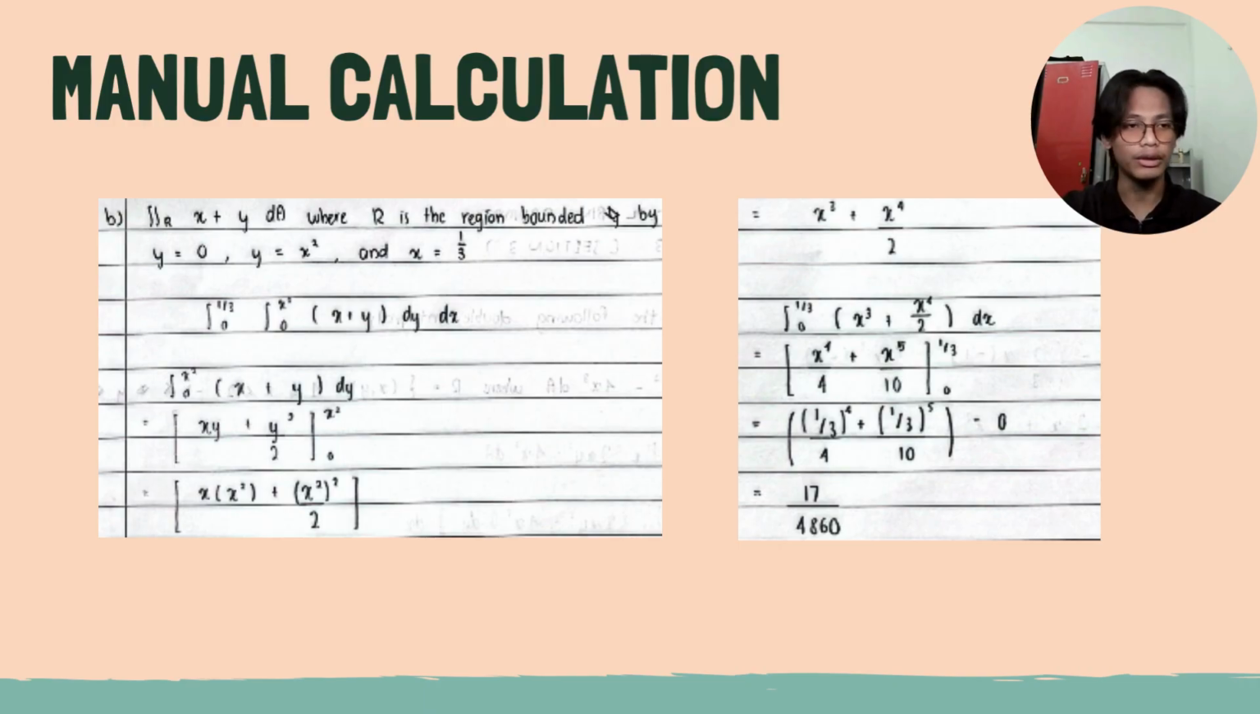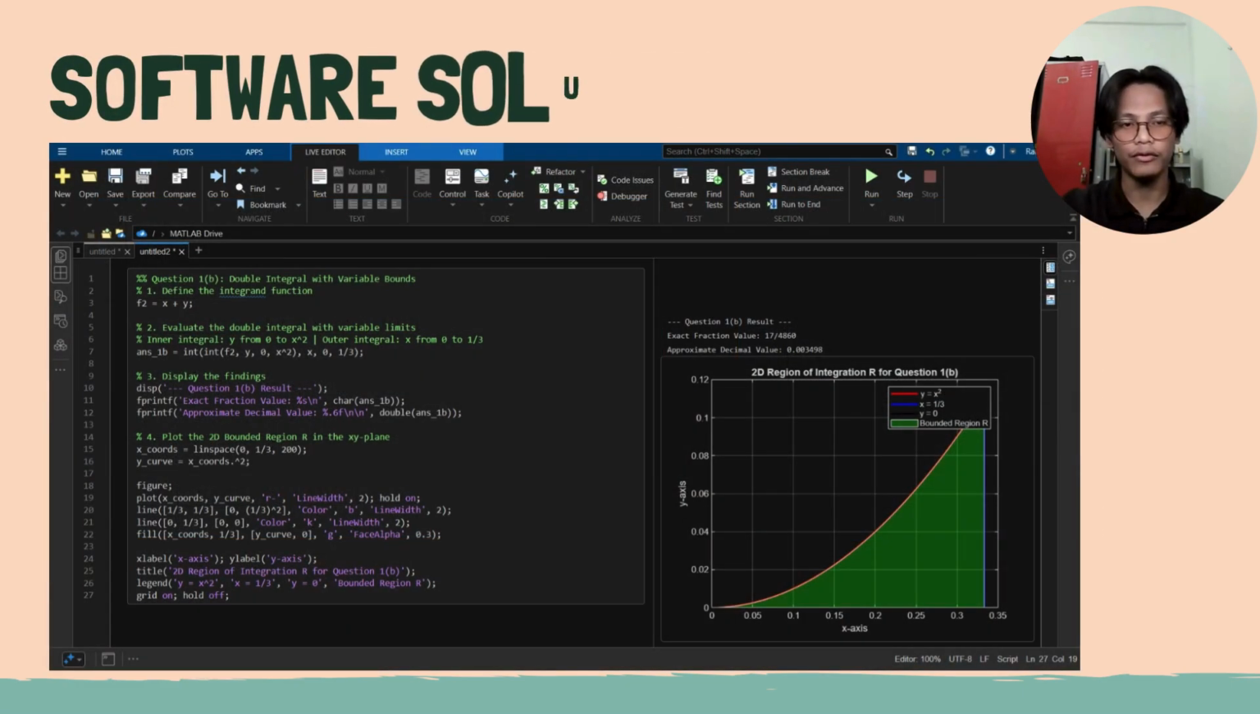Then for the outer integration, which is with respect to x, we did the same as the first one. We integrate it and we substitute the upper limit and lower limit. Then we subtract and we get the answer equal to 17 over 4860. Next, for the software solution, I'll explain it in detail in the next slide.